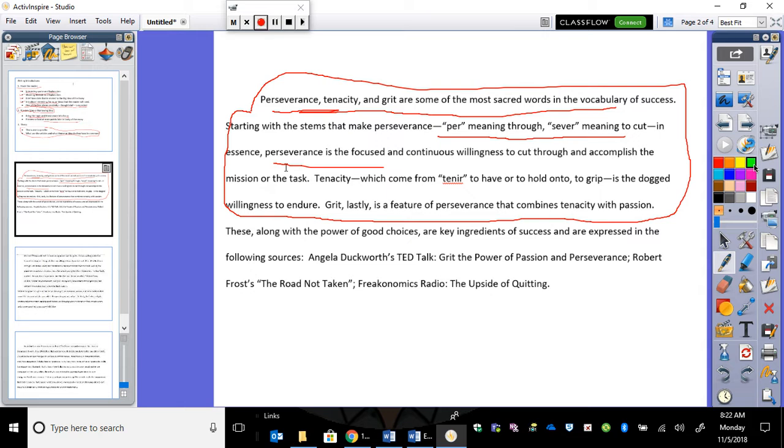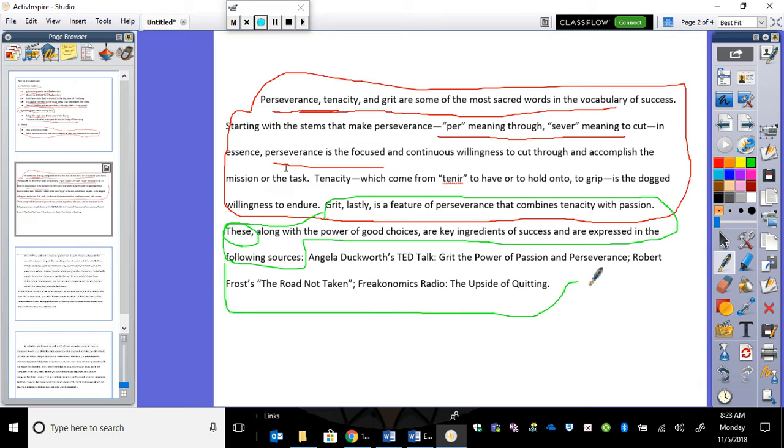So the next step was kind of the narrowing step. So I kind of imply that this is related specifically to this part. This is kind of where I go from the big idea of perseverance and grit and in those big words to specifically what it takes to be successful. That's the narrowing step, along with the power of the ingredients of success, and are expressed in the following sources. Now, our essay, we had to analyze 3 different sources from 3 different media, so this kind of fulfills and previews for the reader what's going to be happening in this essay.